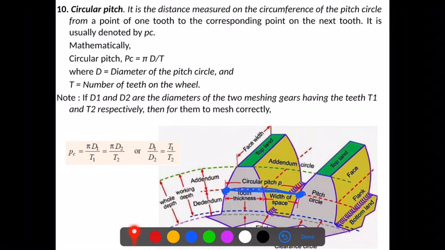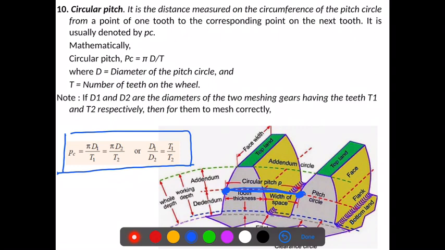So in short, it is not so that any two gears can mesh with each other perfectly. For them to mesh perfectly, their circular pitch must be the same, that is pi d1 by t1 is equal to pi d2 by t2, or d1 by d2 must be equal to t1 by t2. This relation we can use for deciding the number of teeth on the meshing gear or the diameter of the two meshing gears.